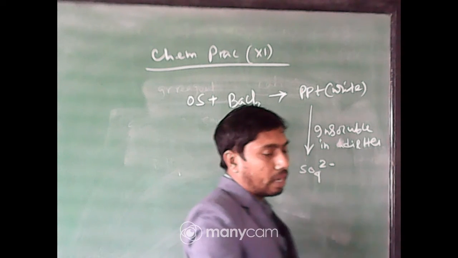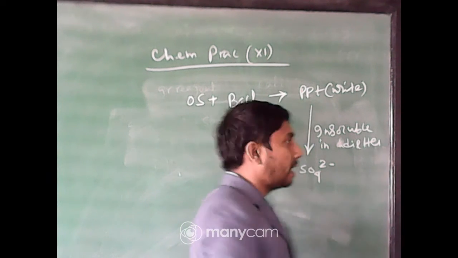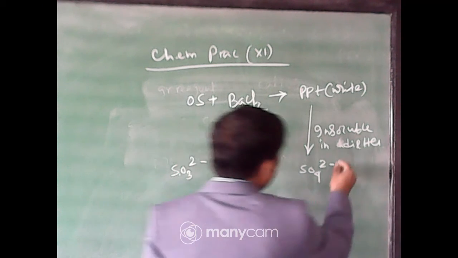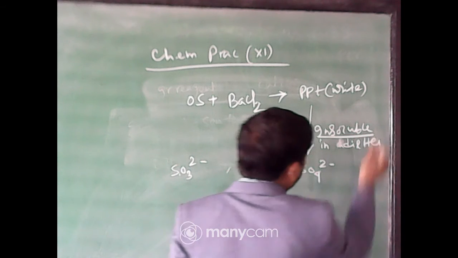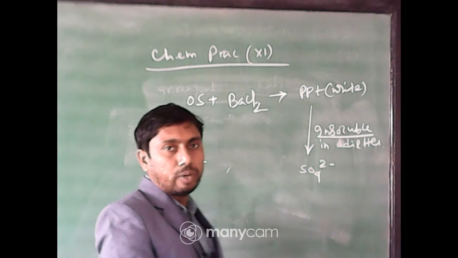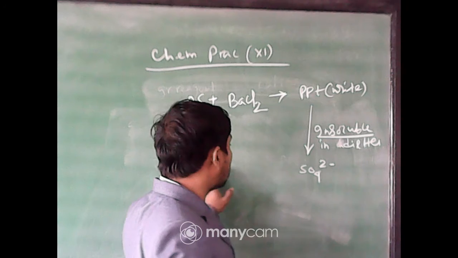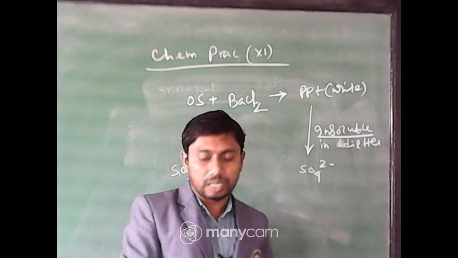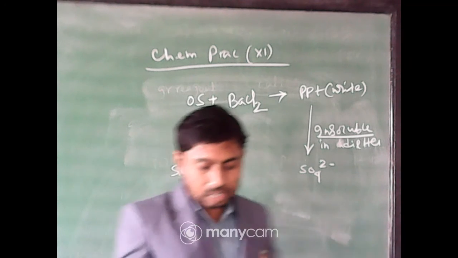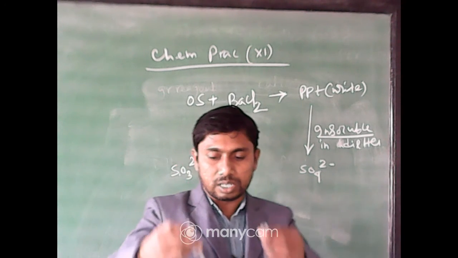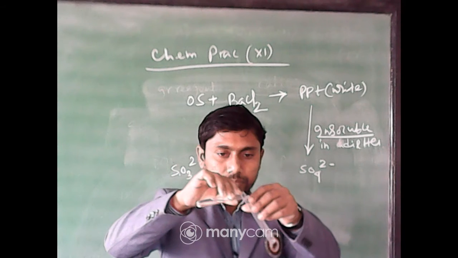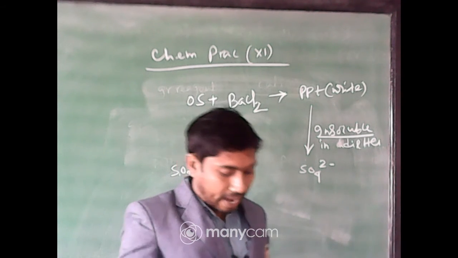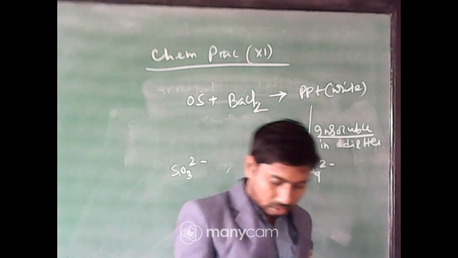In the same way, we can also detect the sulphite, SO3 2 minus, but here when we add dilute HCl, the PPT will dissolve. So this is the distinction between sulphate and sulphite, but in the present sample it is sulphate. So just as in the previous test, it is the OS. Take a little amount of OS, then add barium chloride solution.